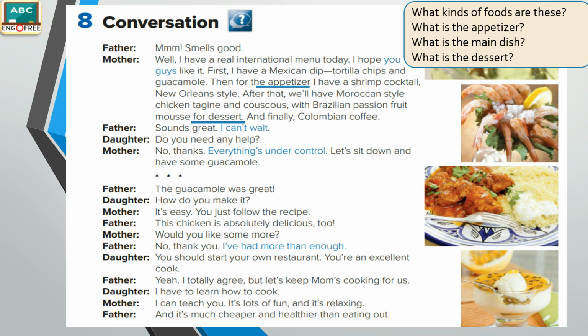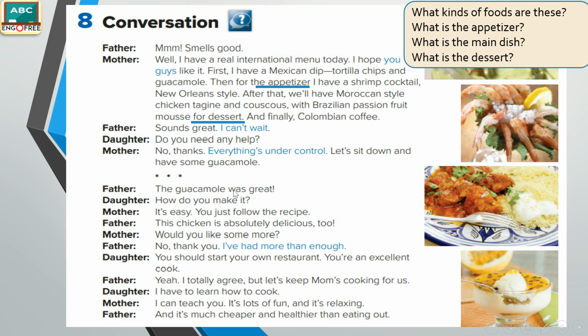Smells good. Well, I have a real international menu today. I hope you guys like it. First, I have a Mexican dip, tortilla chips, and guacamole. Then for the appetizer, I have a shrimp cocktail, New Orleans style. After that, we'll have Moroccan-style chicken tagine and couscous with Brazilian passion fruit mousse for dessert. And finally, Colombian coffee. Sounds great. I can't wait. Do you need any help? No thanks. Everything's under control. Let's sit down and have some guacamole.